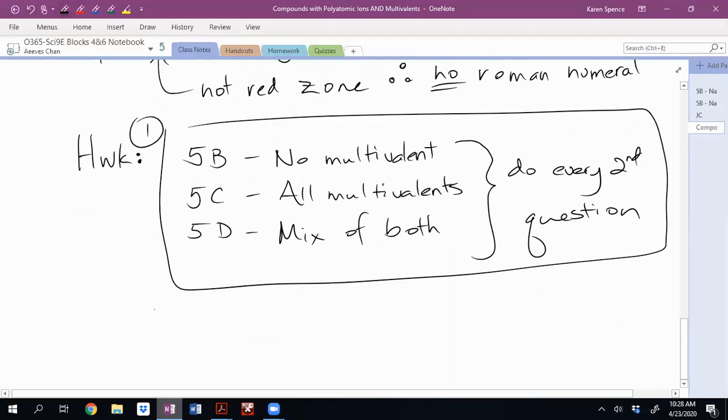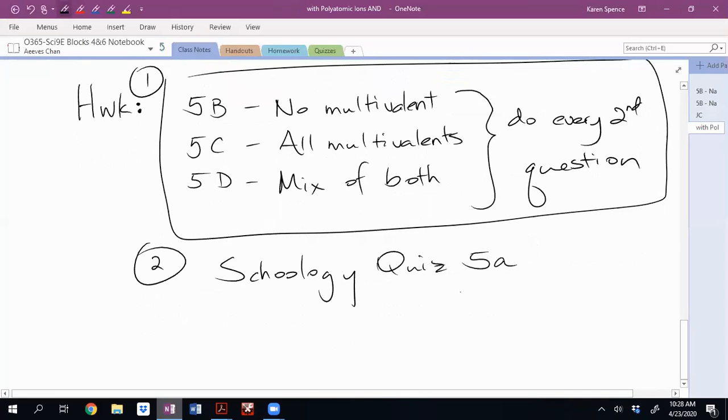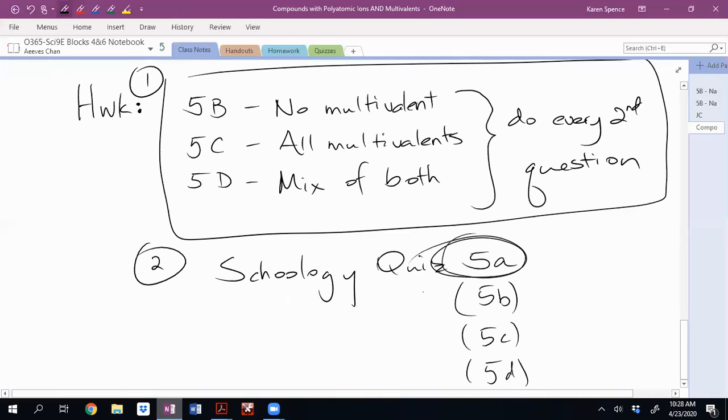I gotta post this on Schoology, there will be a Schoology quiz 5A. And if you don't do well on 5A, then there will be a 5B and a 5C and a 5D. And if you're finding that you didn't do well on 5A, you might want to ask some questions about that.